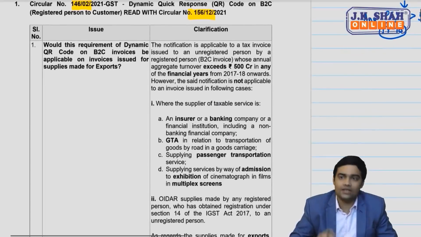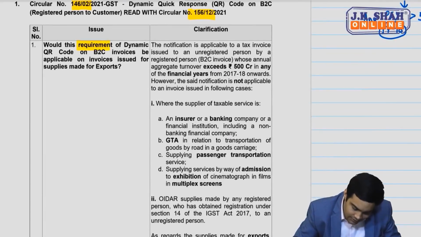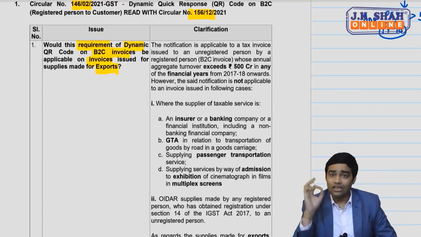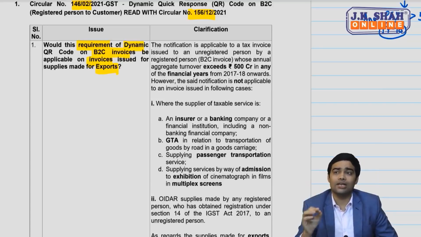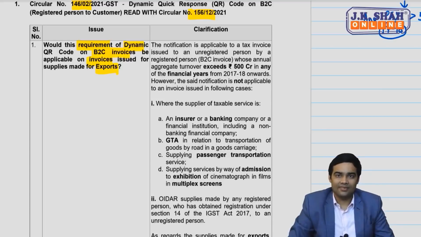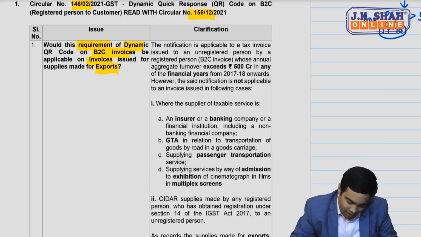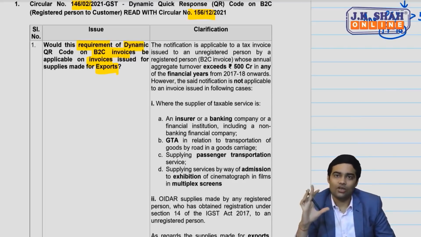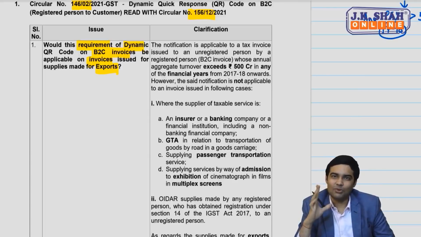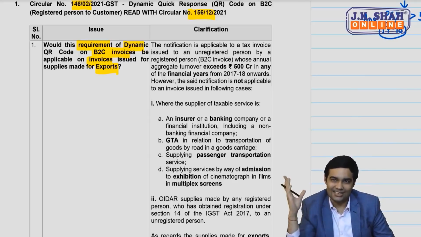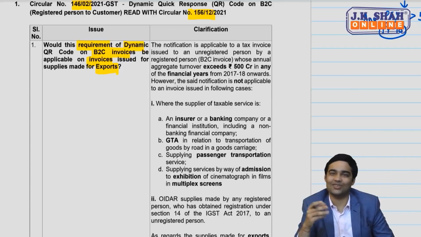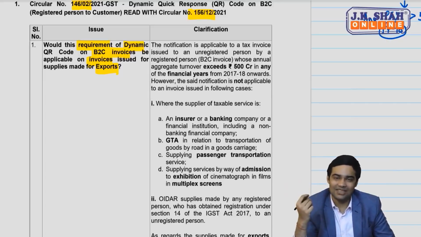The first question which was asked was, would this requirement of dynamic QR code on B2C invoices be applicable on invoices issued for export? So in case of export, will the limit be applicable? Now, if we see about these exports, whether you are required to mention dynamic QR code. Just imagine this in export invoices. Dynamic QR code so that customer outside India can scan and pay. No sir, doesn't make sense. But see, export are B2C invoices because the party's GST number is not available.